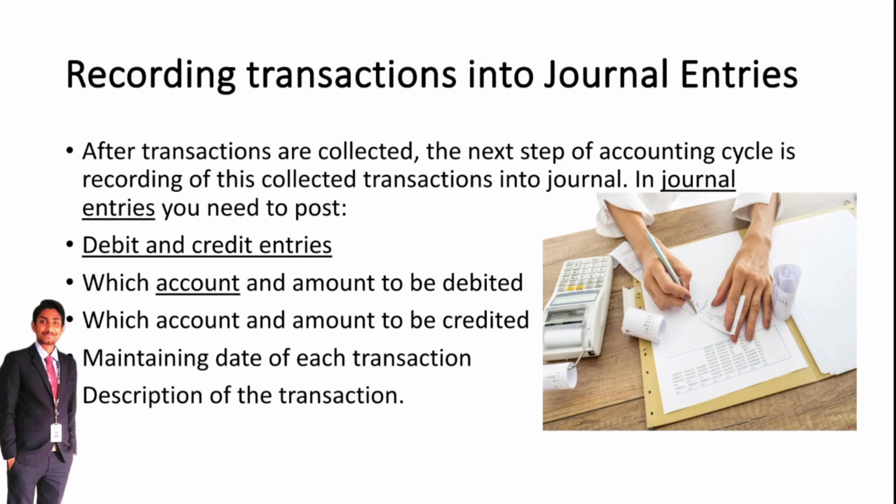Suppose we purchase on 12th December 2022, so the purchase date is 12th December 2022. The transaction date will be mentioned in the journal entry. We need to mention the debit entry and the credit entry along with the transaction description. The transaction was purchase of goods, so we need to mention that in the description.